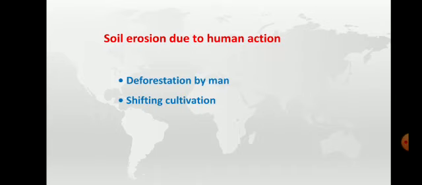And when the land lost its fertility, they used to move to the other region of the forest. So what is happening here? Deforestation is happening, isn't it? So again, soil erosion will take place in this area.